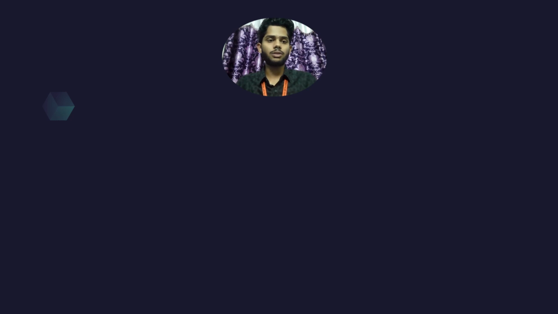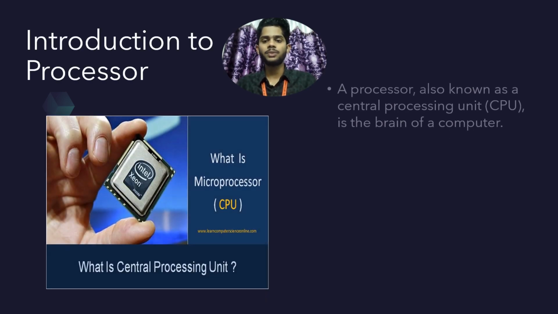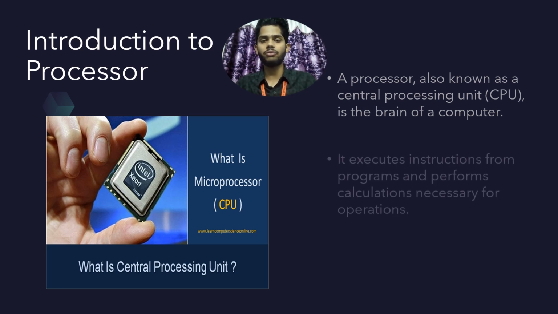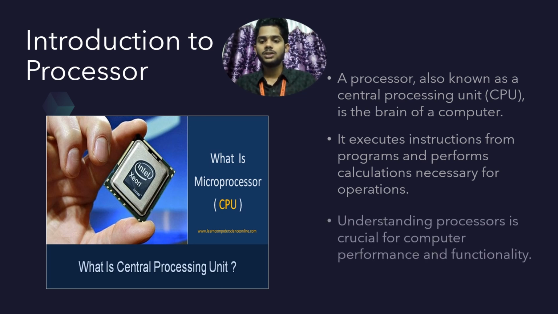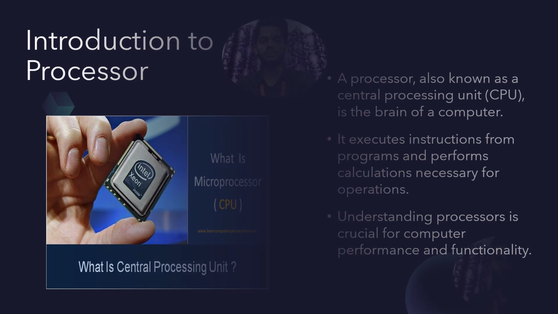Let's start our topic with an introduction to the processor. So what is a processor? A processor is also known as a central processing unit, which is also known as the brain of a computer. So what does a processor do? It executes instructions from programs and performs calculations necessary for operations. Understanding the processor is crucial for computer performance and functionality.